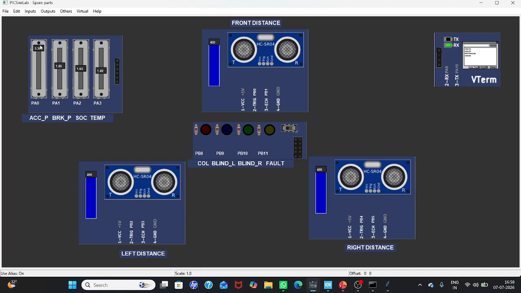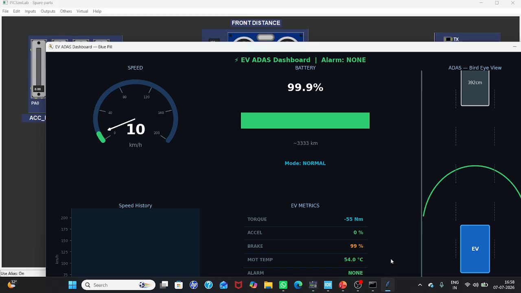Real electric vehicles use wheel speed sensors, radar, cameras, and CAN communication. Now we increase the brake pedal. Let's see. Here brake percent is 99 percent and the acceleration is reduced to 0 percent and torque is minus 55 Nm.